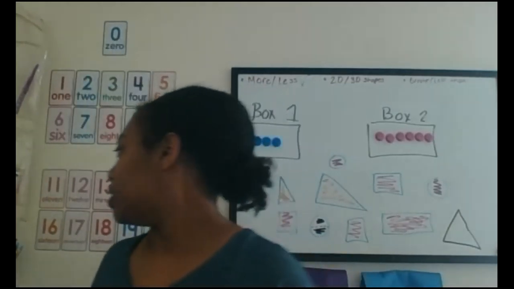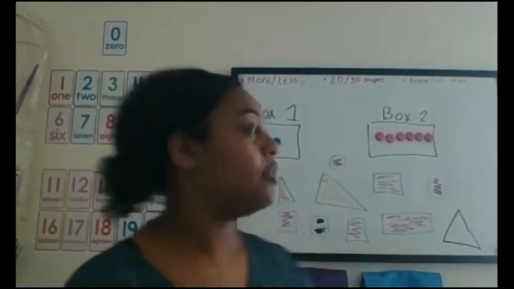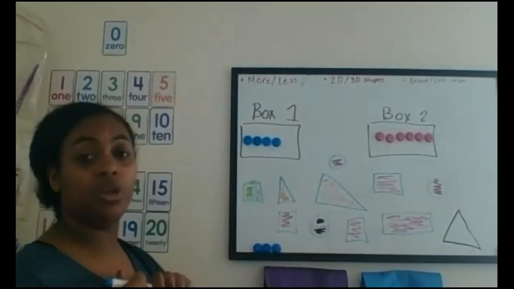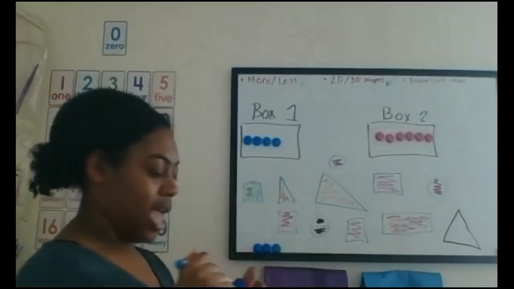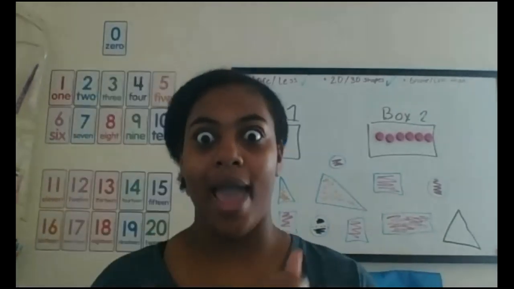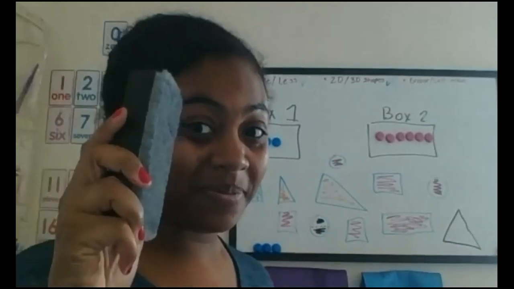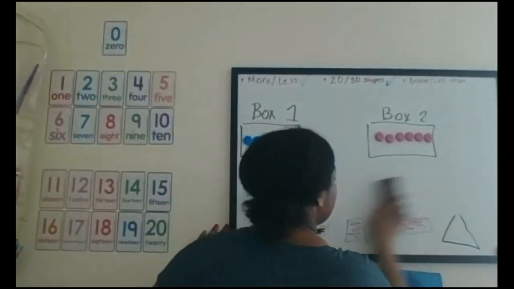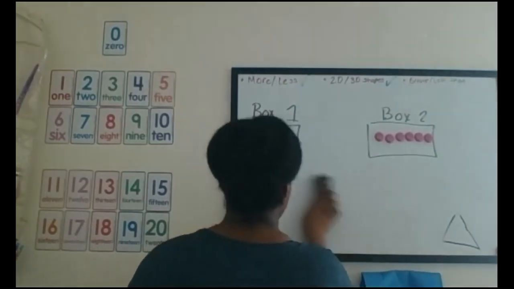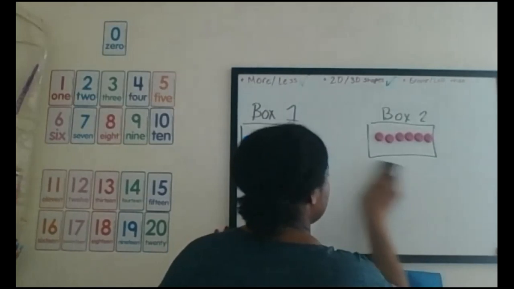All righty. So we have done our more and less than. We already have our check. We did our 2D shapes and our 3D shapes. Check. Now it's time to erase our board and do our last math topic. Let's erase. Erase, erase, erase. And 5, and 4, and 3, and 2, and 1, and 0.